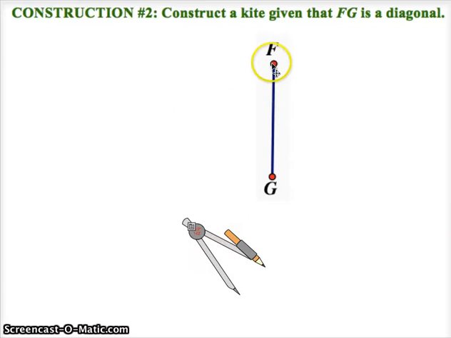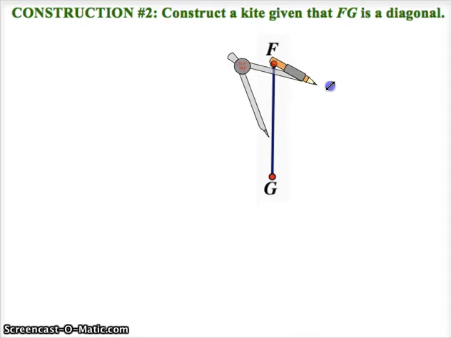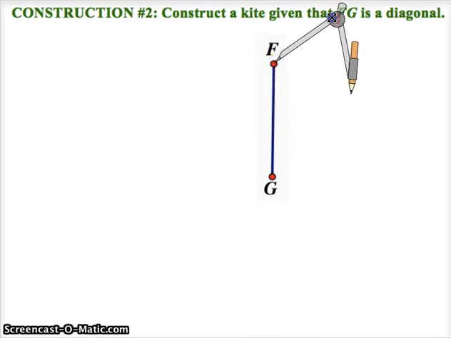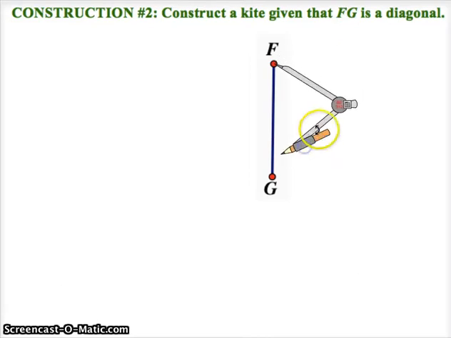So I'm going to make an isosceles triangle where FG is the base. I need a length where I can decide to draw away from point F. And so I have to make it bigger than half, right? I have to make it so it's going to reach.